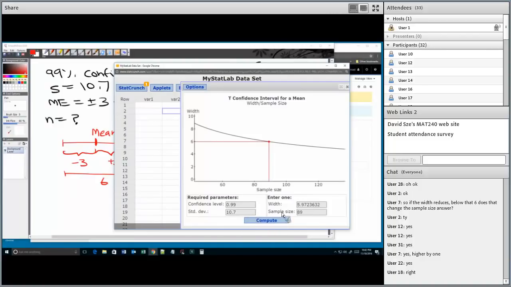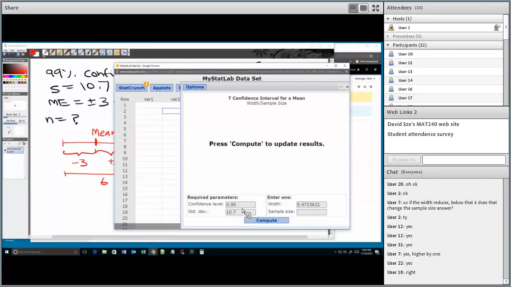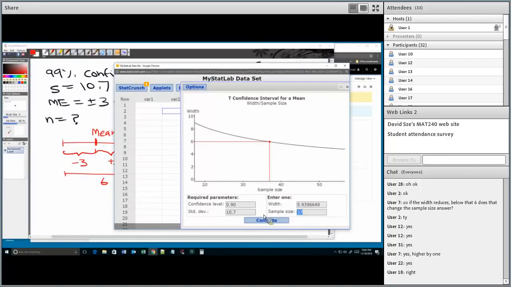So remember we did 99% and we got 89, right? Sample size. Now I'm going to do 90% because I'm okay with being less confident. Well, if I hit compute, you'll see I get a lower sample. I'll be okay with a lower sample size. So 37 is the answer for this.